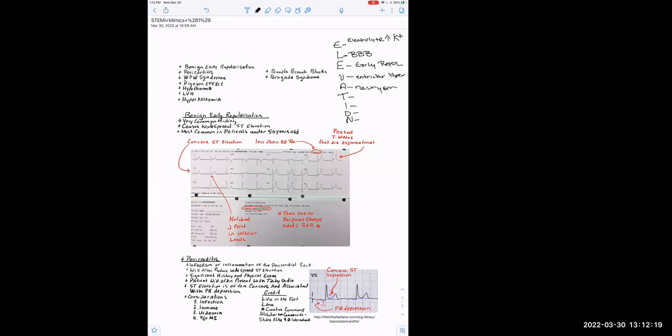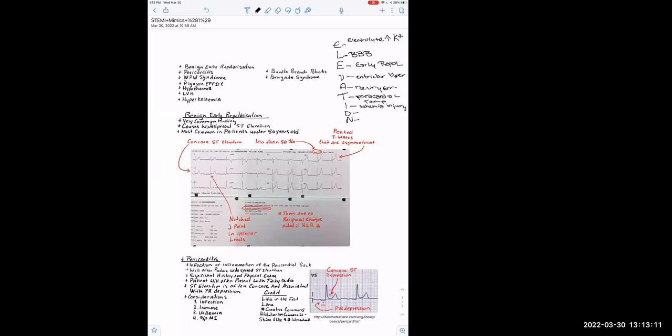This next one is kind of for the sake of the mnemonic. The T is actually treatment, but it is treatment for pericardial tamponade, which would be pericardiocentesis. So actually sticking a needle in the pericardial sac can cause ST segment elevation. Of course, the obvious one, the I, ischemia and injury, which again, we're not talking about injury because that is myocardial infarction.